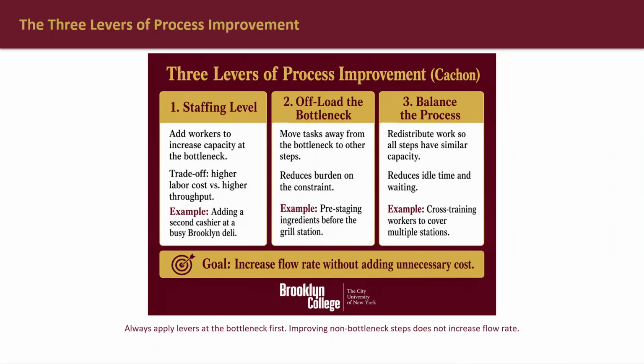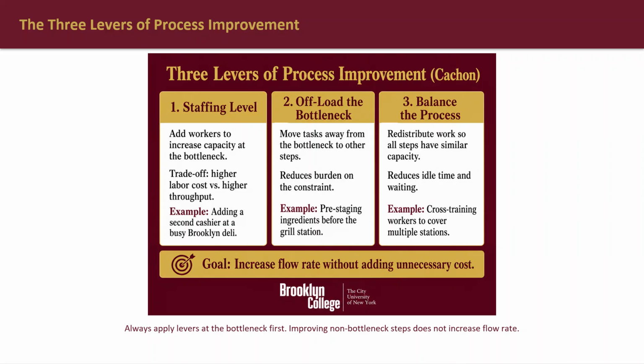The second lever is offloading. You move tasks away from the constraint step and give them to steps that have room to spare. This is often the best value because you're using people you already employ. The third lever is balancing. You spread the work more evenly across all the steps, so no single step is far more loaded than the rest. That cuts idle time and waiting across the whole process.